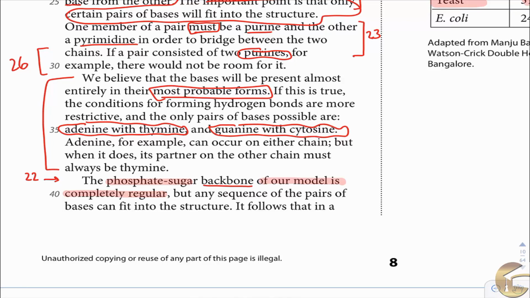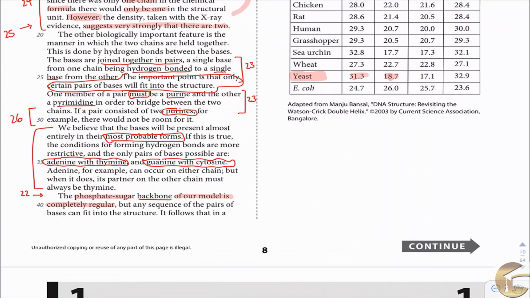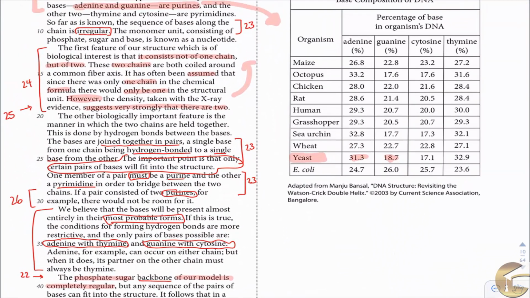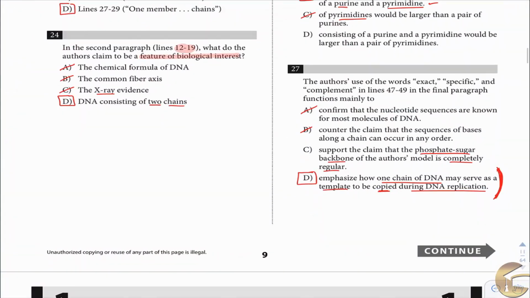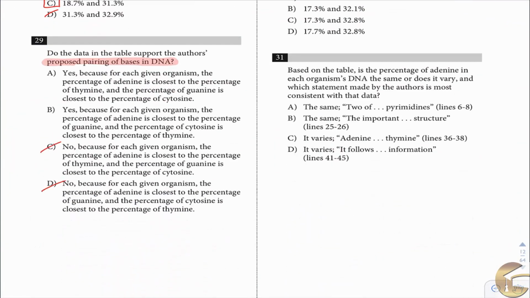So the question is, does the chart support that? Are adenine and thymine similar? When you look at these two, are they similar? Well, you look at each set of data, and it looks like they are mostly similar. And if you look at the two in the middle, those two are also mostly similar as you go through each one. So it does seem like it is matching, so it does support what the author states. So I'm going to get rid of C and D.